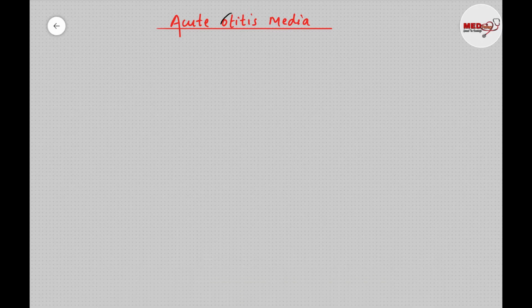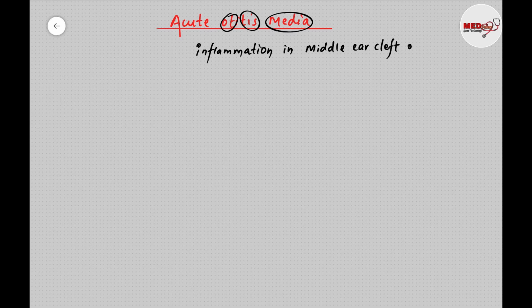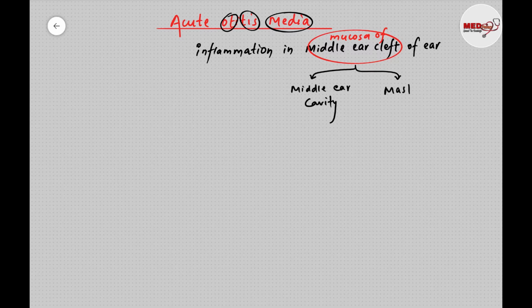In the Greek language, otos means ear and itis means inflammation. So otitis is inflammation of the ear, and the term media means something in between. So as a whole, otitis media means inflammation of some middle part of the ear. That middle part is the middle ear cleft. Actually, the inflammation lies in the mucosa of the middle ear cleft. This middle ear cleft consists of the middle ear cavity and the mastoid air cells.